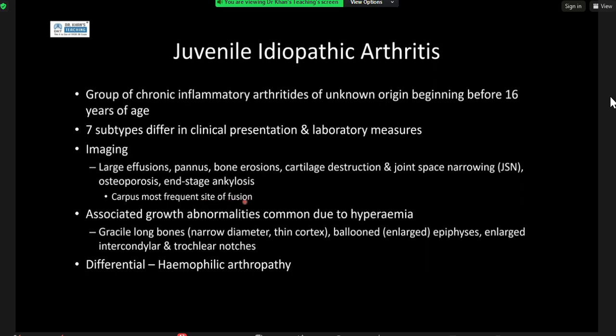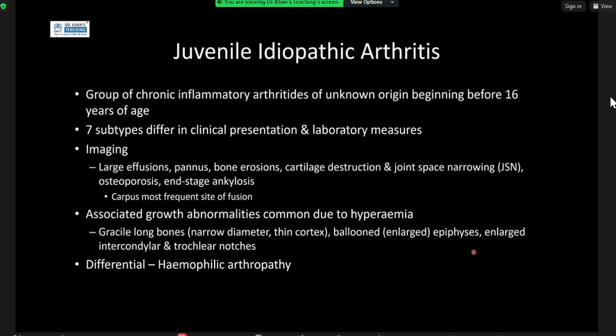Carpus, your carpal bones, is the most common site of fusion, and the earliest sign is carpal crowding. You don't really get erosions in the fingers, I'm not sure why, but it often affects large joints: your wrists, your knees, your hips, your ankles. Of course, with hyperemia, you can get very long gracile bones, and ballooning or enlargement of the epiphysis and your intercondylar notches.